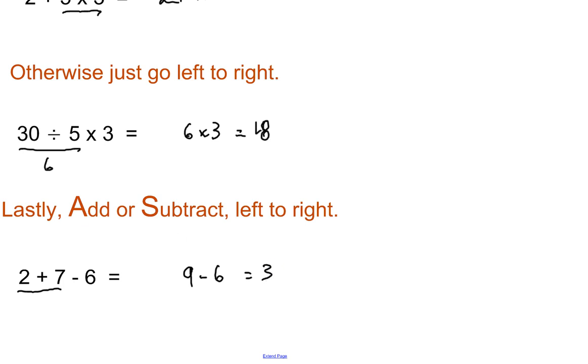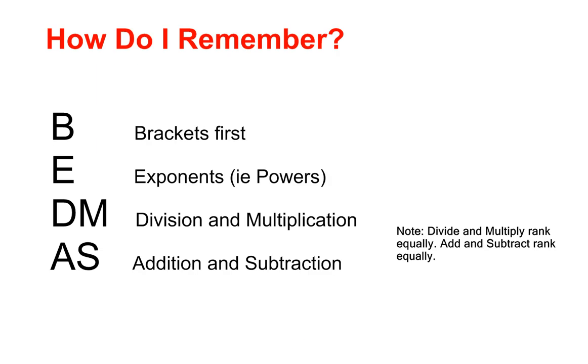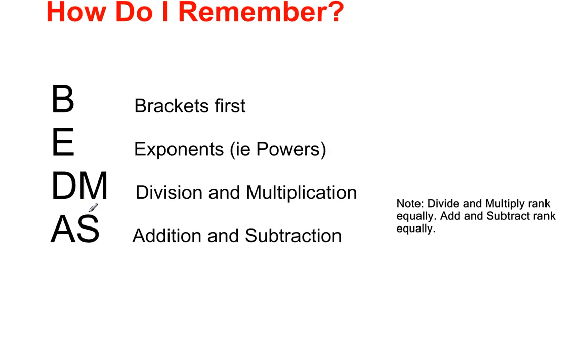Now, how do we put this all together? We've got to remember this order. First thing we do is brackets, then exponents, then division and multiplication, then addition and subtraction. And remember, multiplication and division are considered the same order, as are adding and subtracting, and we do them left to right.